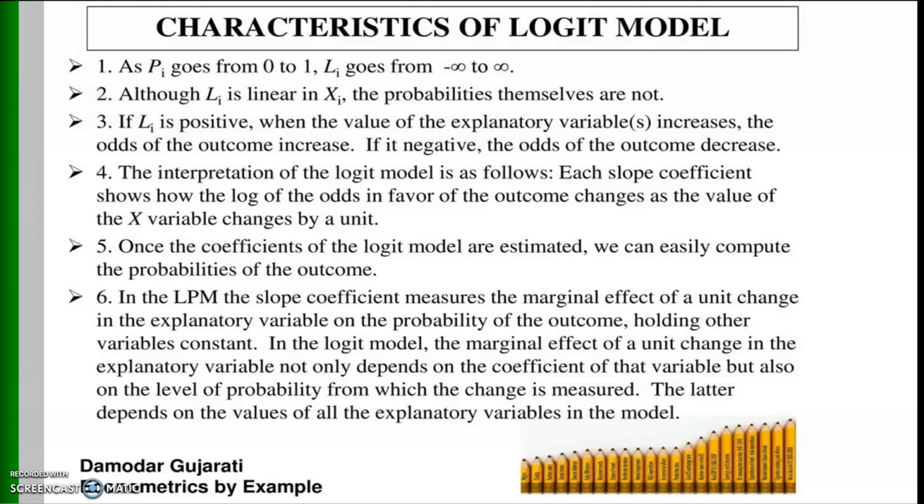Number 5. Once the coefficients of the Logit model are estimated, we can easily compute the probabilities of the outcome. Number 6. In the linear probability model, the slope coefficient measures the marginal effect of a unit change in the explanatory variable on the probability of the outcome, holding other variables constant. In the Logit model, the marginal effect of a unit change in the explanatory variable depends not only on the coefficient of that variable, but also on the level of the probability from which the change is measured. So the latter depends on the values of all explanatory variables in the model.